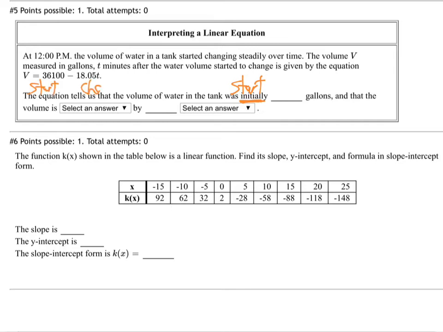And the one next to the letter is how it's changing every hour. Is it hour, minute? T is in minutes. So every minute, right? So the start is 36,100.